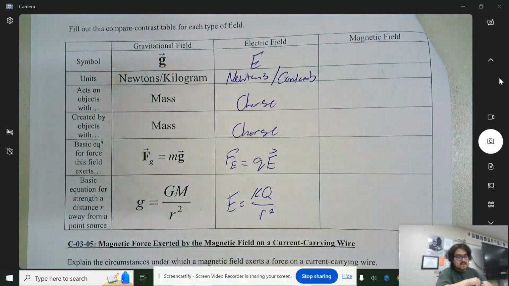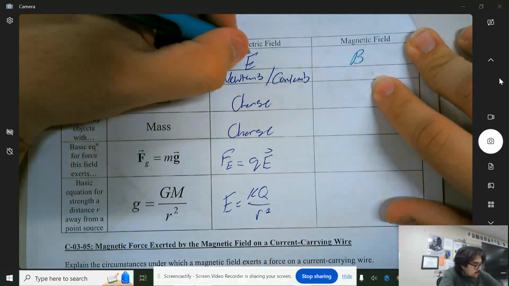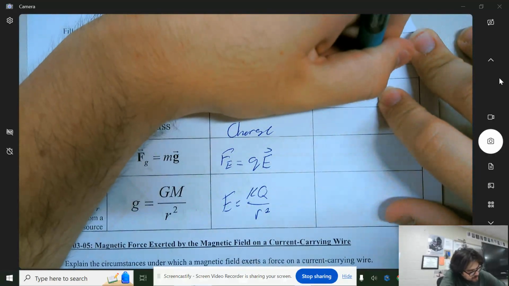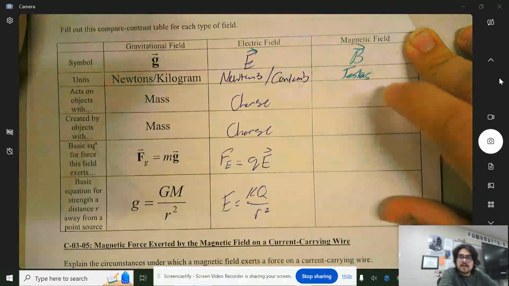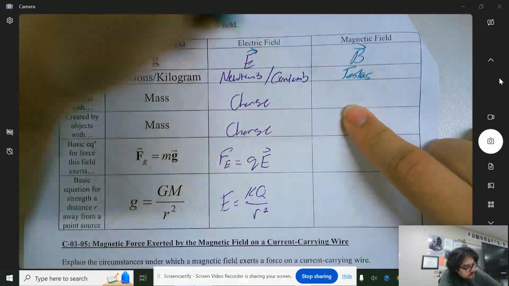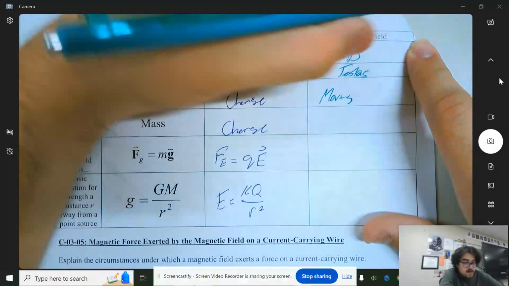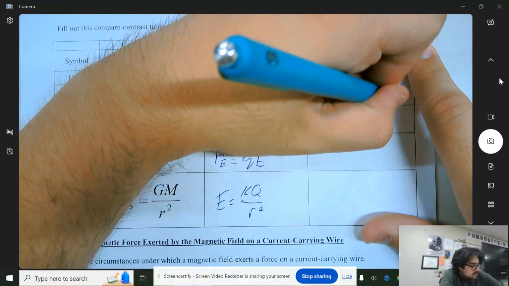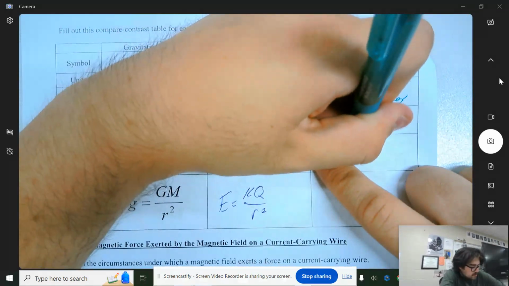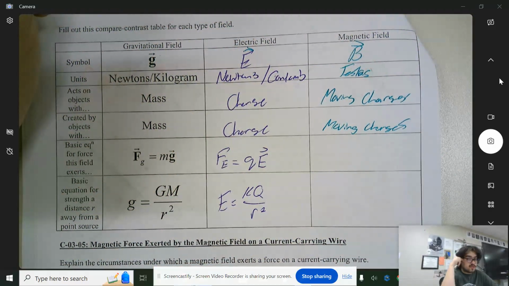For a magnetic field, we've been using B, and there should be arrows above these because they are vectors. And the units are just teslas. Wait, what happened to the newtons? Tesla is a different unit. And it acts on objects, so magnetic field acts on objects that have moving charges in it, like wires with current. And it's created by objects with moving charges. So again, those wires can actually act on each other. We'll look at that soon.